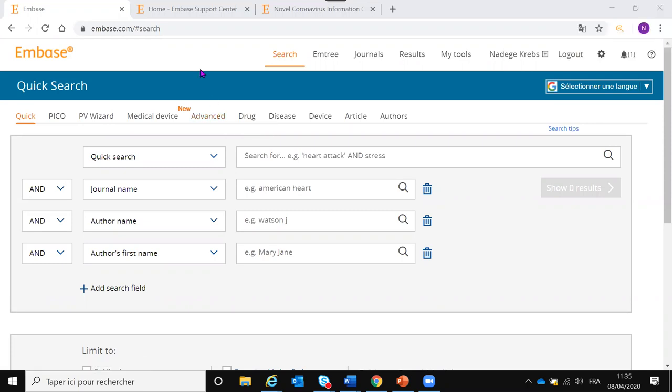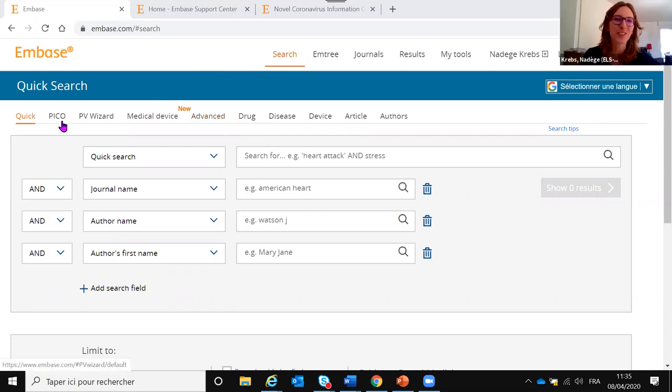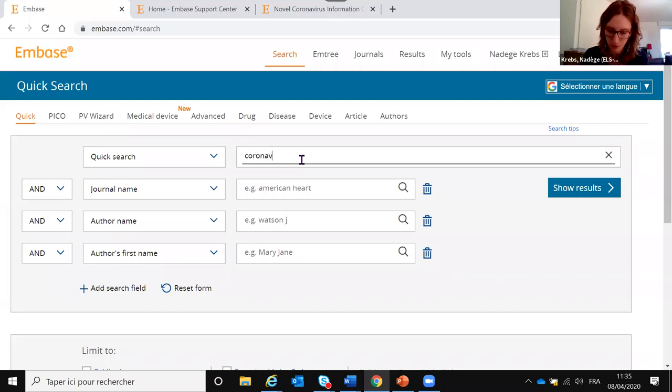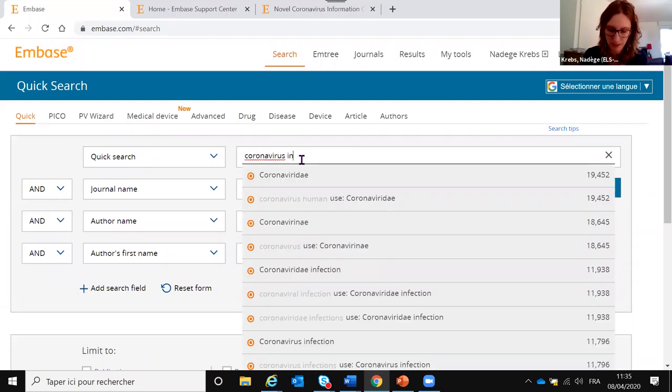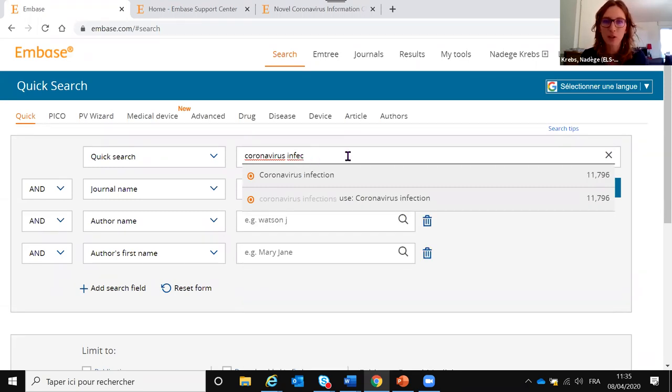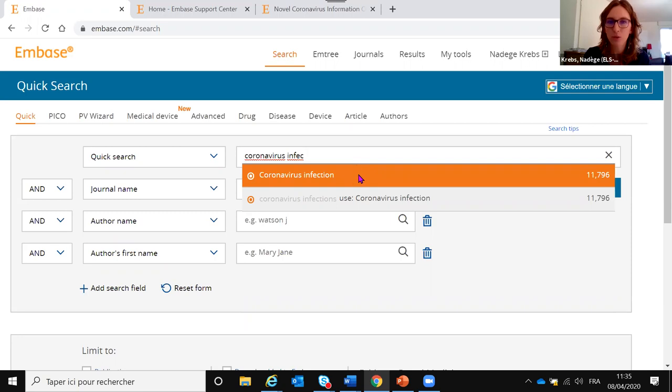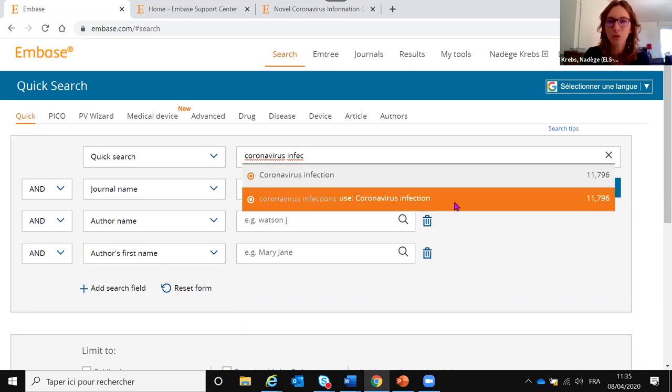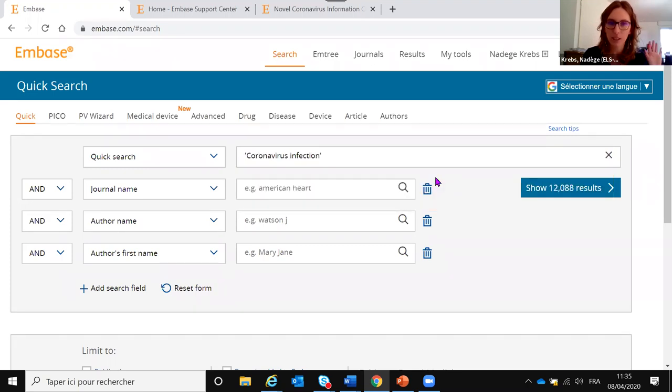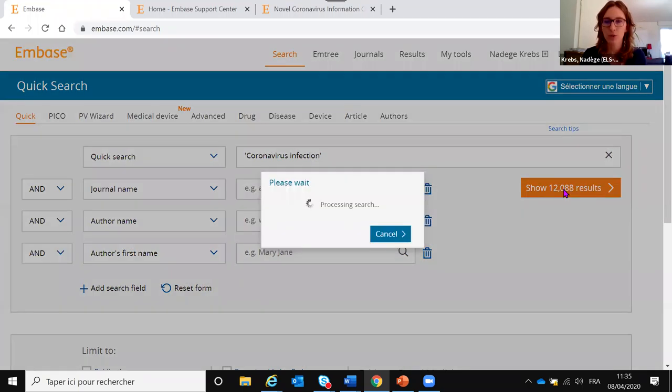Yes. Okay, perfect. So when you're in search, you have the quick search and the Pico search. These are the two ones that we're going to use today. So when you land here, it's kind of like Google. So you're going to start and say, I want to look for coronavirus infection. So I type coronavirus infection. And here I start typing it and you see that it proposes me terms. So either this one, or it says, if you want to look at coronavirus infections, then it's better that you use that because we index it underneath this term. So I say, okay, coronavirus infection, and I click on show results.